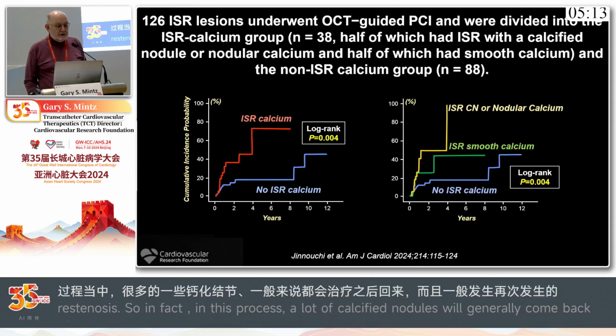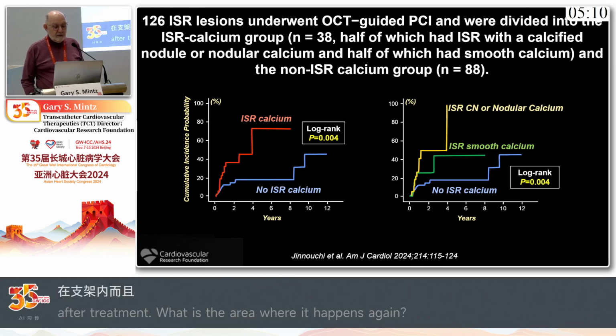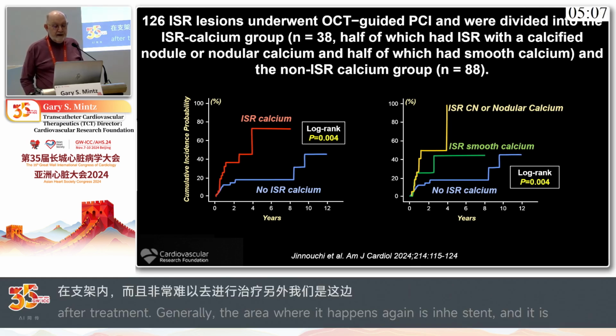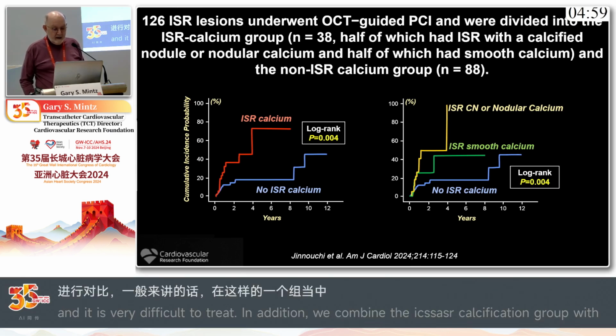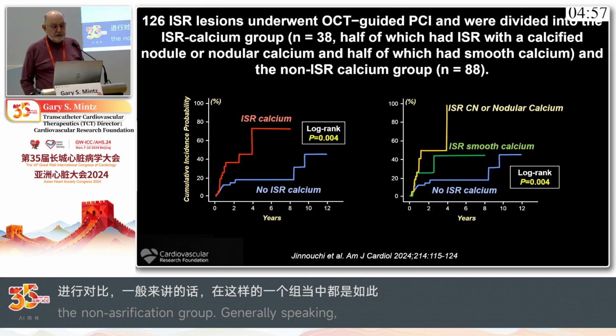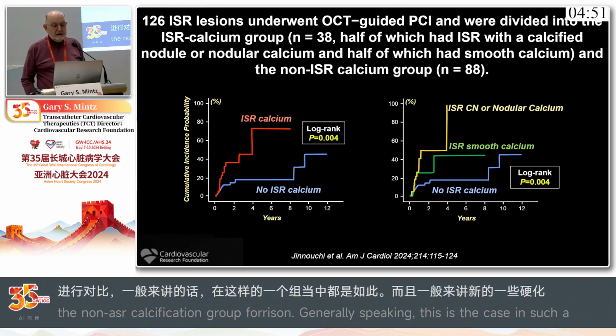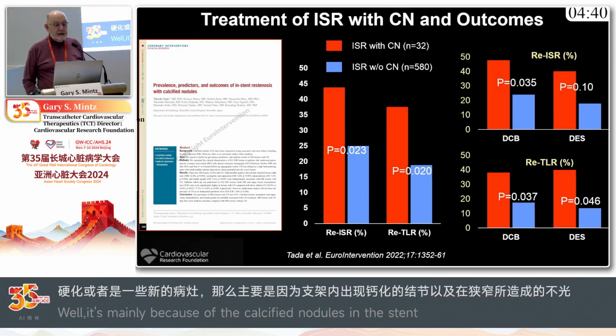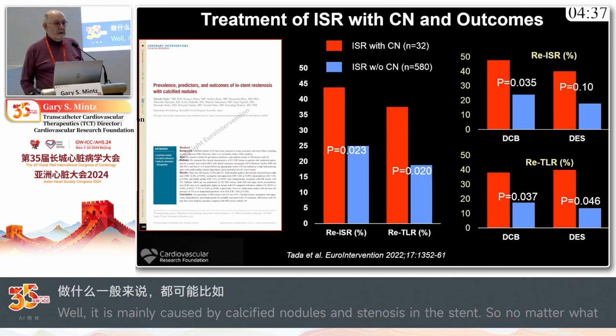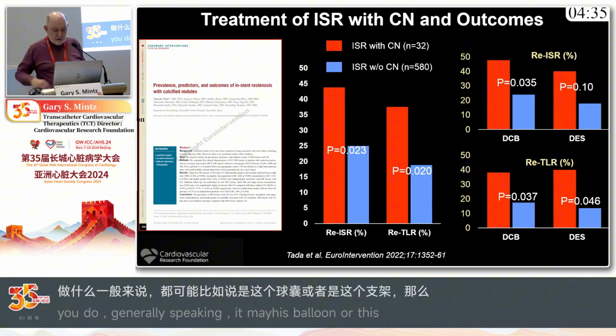So ISR by calcium compared to no ISR calcium has a worse event rate, but it's almost entirely in the group with a calcified nodule inside the stent. Smooth calcium inside the stent as part of typical neoatherosclerosis or old neointima doesn't have this kind of problem. So in-stent restenosis with a calcified nodule treated has a worse outcome. And it really doesn't matter what you do. This compares drug-coated balloons and drug-eluting stents. They all do badly. There is no magic solution for this problem.